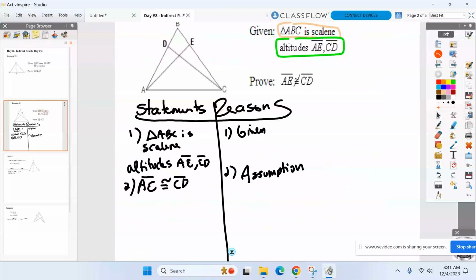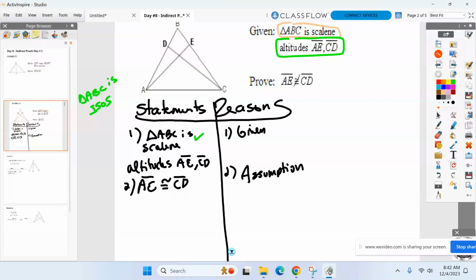Everyone agree? If I prove it isosceles, you contradict that it's scalene. So here we go. Somewhere in our proof now, somewhere in the statement, we need triangle ABC is isosceles, because that would contradict that given right there. Now it's on you, right? Now it's on you. Get triangle ABC to be isosceles.